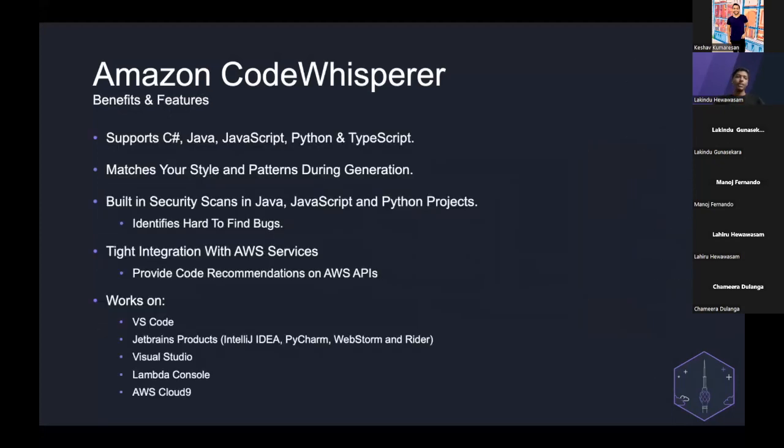So, getting started with it. It works on several IDEs like VS Code, JetBrains, Visual Studio, Lambda Console, and in your AWS Cloud9. But currently, it only supports a few limited languages: C#, Java, JavaScript, Python, and TypeScript. Because it's in the preview phase, we can't expect much support for a wider variety of languages like Rust and Golang. But in the future, there's definite support for more languages over the course of this year.